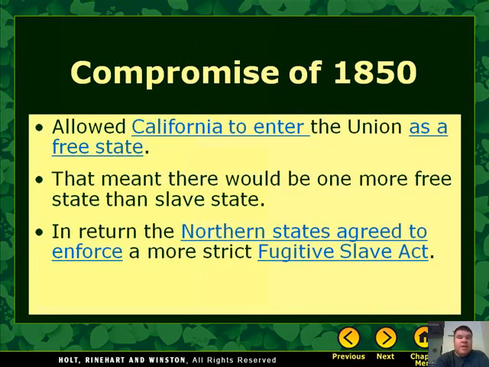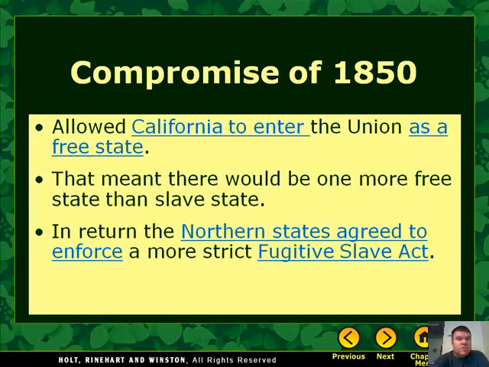So they come to a compromise, and that is called the Compromise of 1850. And the compromise allows California to enter the Union as a free state. So now those northern states, the free states, have more power in making the laws. And the balance of power is now shifted to the north. The South agreed to this because they wanted the northern states to enforce a more strict Fugitive Slave Act.